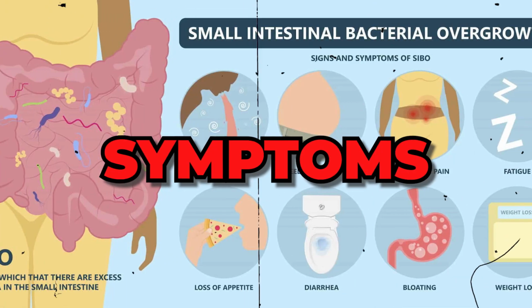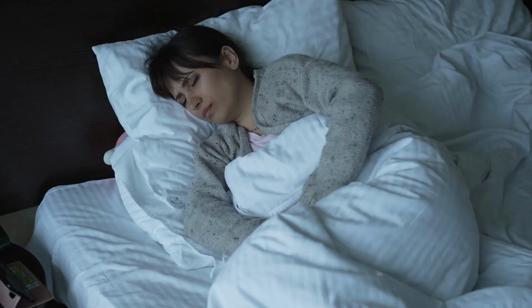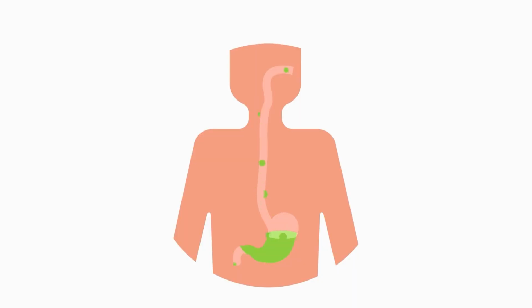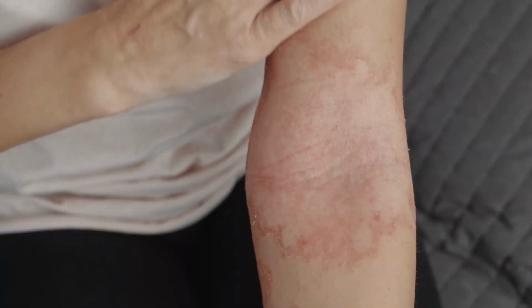As for SIBO symptoms, there's a long potential list of them, but some common ones that can be caused by all different types of SIBO include bloating, constipation, diarrhea, alternating constipation with diarrhea, abdominal pain, discomfort, GI cramping and spasms, heartburn, brain fog, chronic fatigue, skin rashes, chronic pain, depression, anxiety.